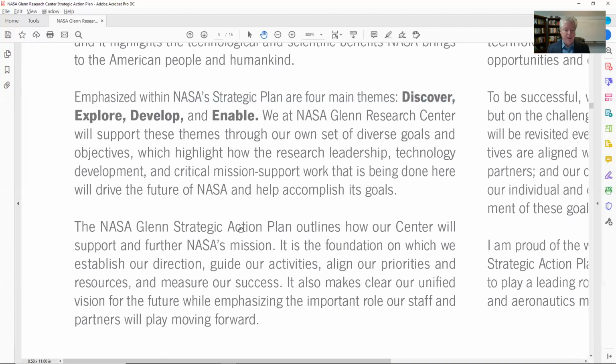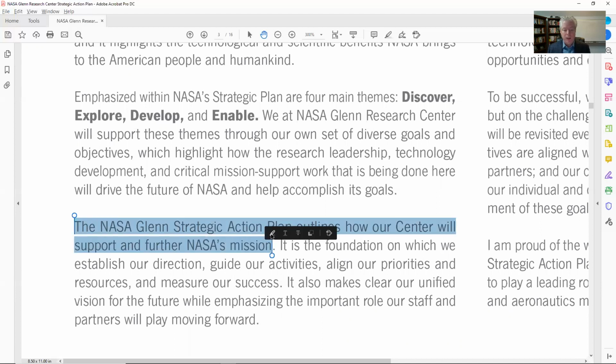So that's just a nice thing, but nothing worth highlighting for me. NASA Glenn's strategic plan outlines how our center will support and further NASA's mission. So for me, I'm going to grab this one here as an example and highlight that, because when my customers do pitching, marketing, sales, et cetera, to the government, it'd be nice if we use a line that's similar to that, outlining how Neil will support and further NASA's mission.